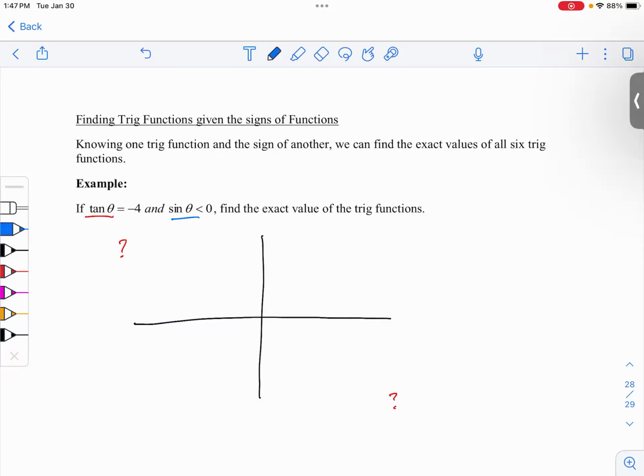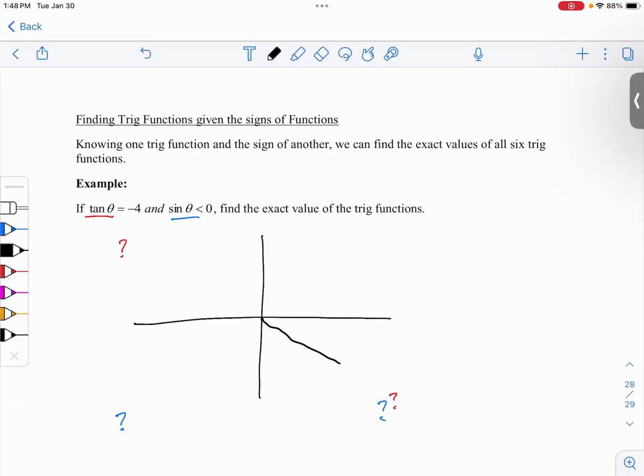All right, then, sine is negative. Where is sine negative? So sine is easier because sine is just y. So where's y negative? Quadrants 3 and 4. Okay, so I could be here, I could be here. What quadrant are we in? We're in quadrant 4.